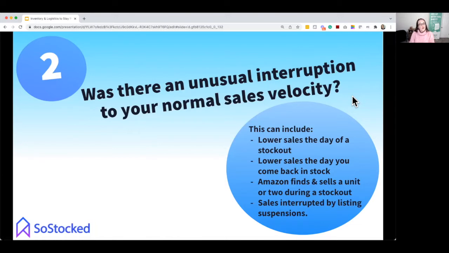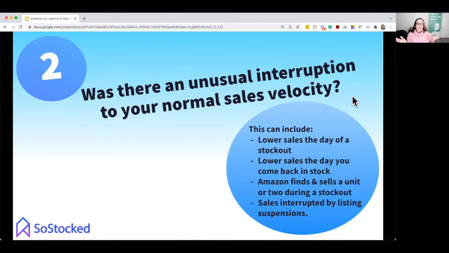So maybe you took on some sales, but you didn't take on as many as you should have, right? You're used to doing 100 and you did 25. That's a problem. So these types of patterns can come from lower sales days right before you stock out, lower sales days right as you come back into stock, Amazon finding an extra unit or two during a stock out, right? You're doing zeros and all of a sudden you have one sale on a day.